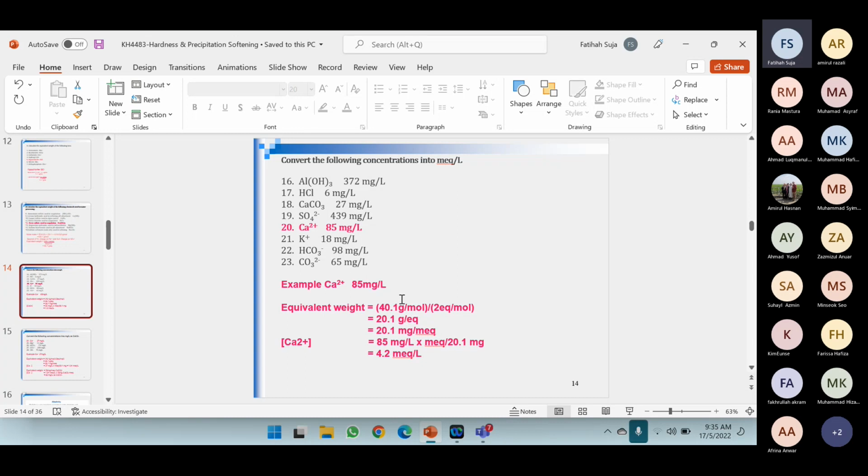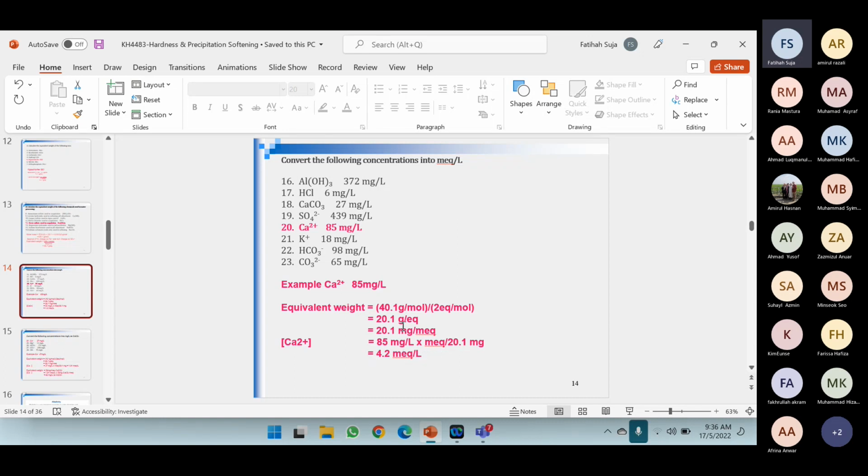So the unit that you get from gram per mole is gram per equivalent. So you can convert into milligram per milli equivalent because the question is asking for units in milli equivalent per liter. Okay, so for 85 milligram per liter Ca2+, you will get 85 milligram per liter multiplied by the equivalent weight, which is milli equivalent per 20.1 milligram, because you want it to be in milli equivalent per liter.